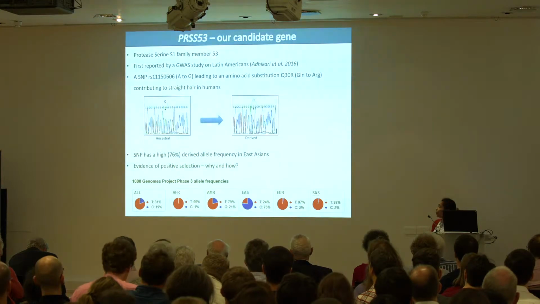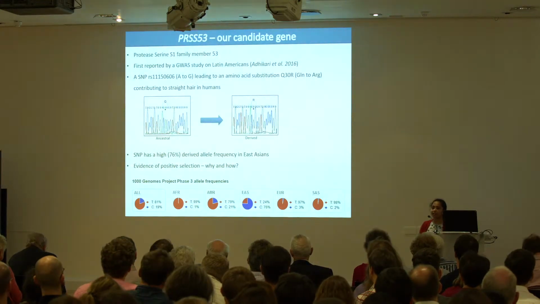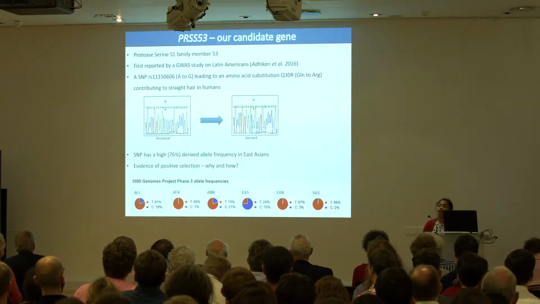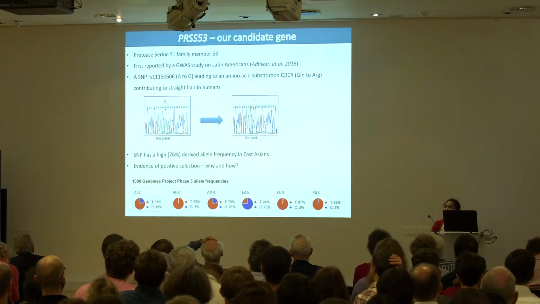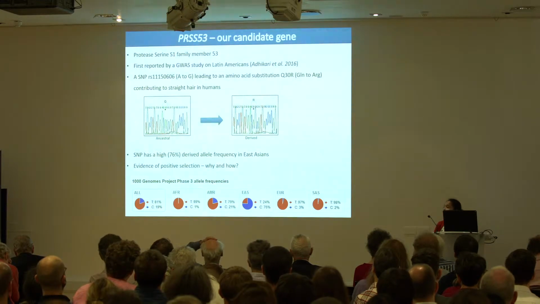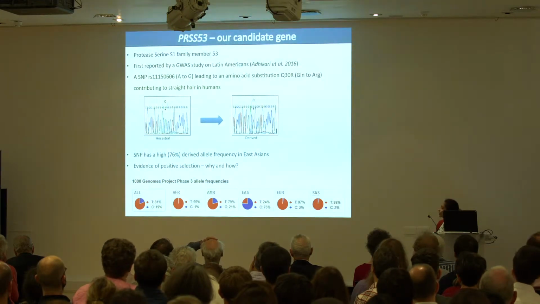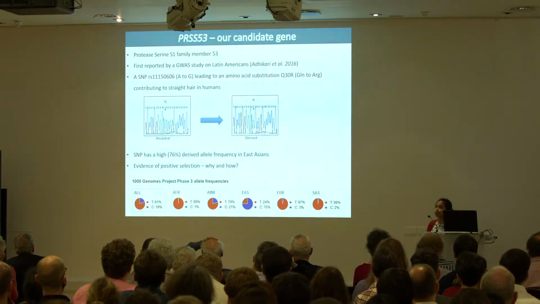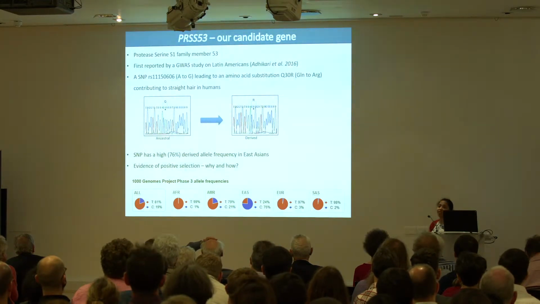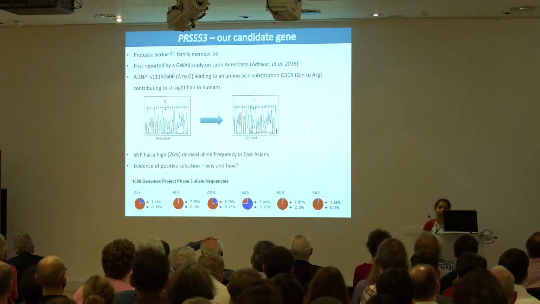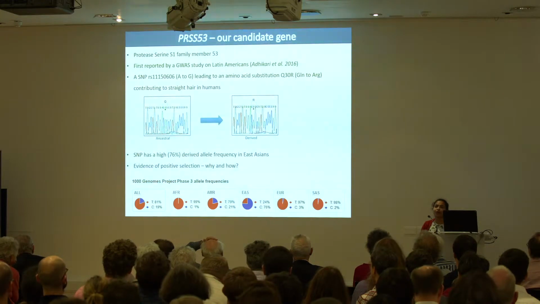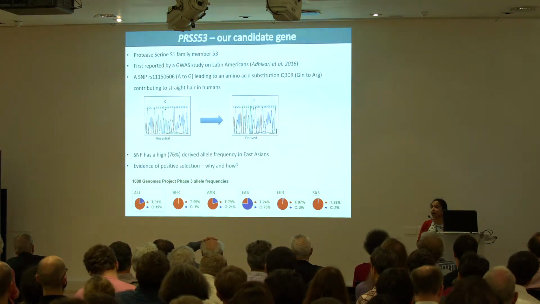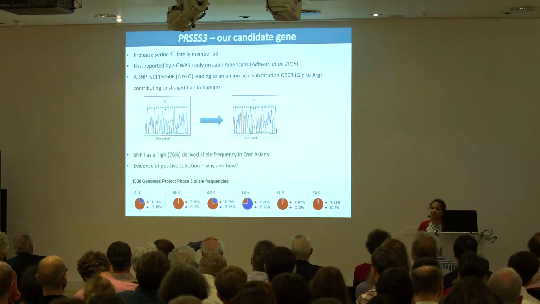It was first reported by a genome-wide association study, a collaborative study from our group, Adhikari et al., in Latin Americans. We have the SNP rs11150606, which leads to an amino acid substitution from glutamine to arginine. If we look at the 1000 Genomes data, it is very evident in East Asians but not in the other world populations. We have also seen evidence of positive selection. However, the selective trait and how it has been selected has not been investigated to date.